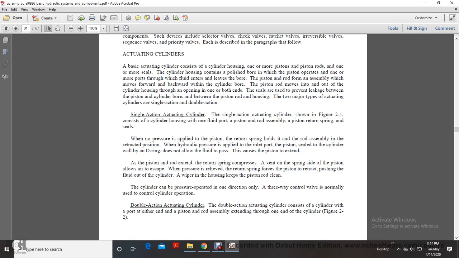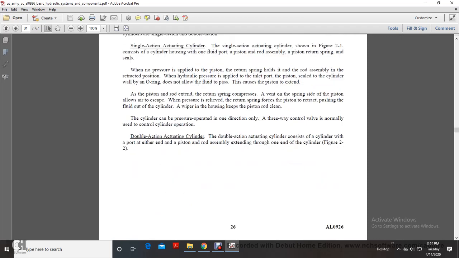The piston rod extends and the return spring compresses. The vent on the spring side of the piston allows the air to escape. When pressure is released, the return spring force makes the piston retract, pushing the fluid out of the cylinder. A wiper in the housing keeps the piston rod clean. This cylinder is pressure operated in one direction only. A three-way control valve is normally used to control the cylinder operation.